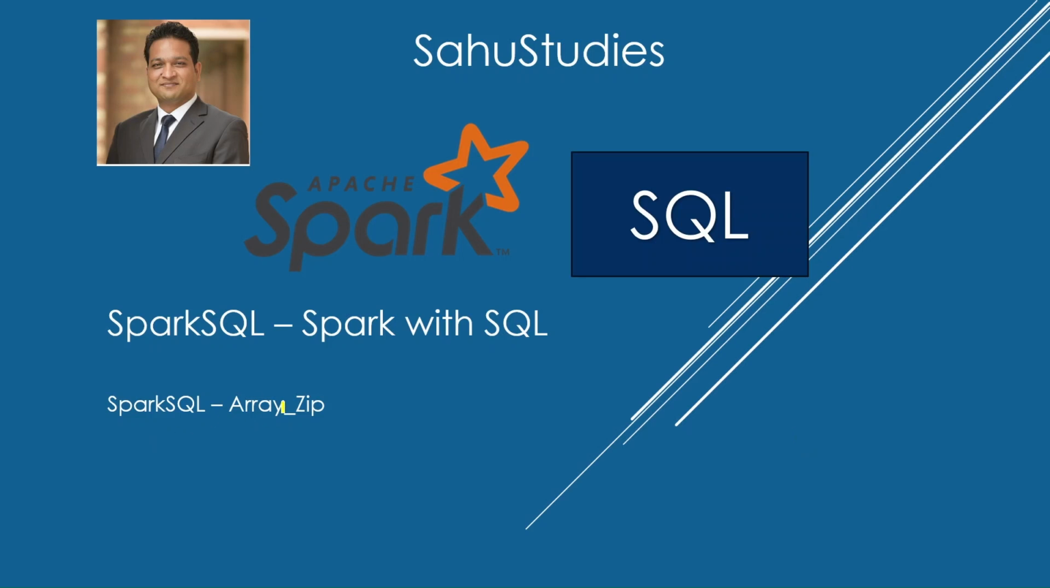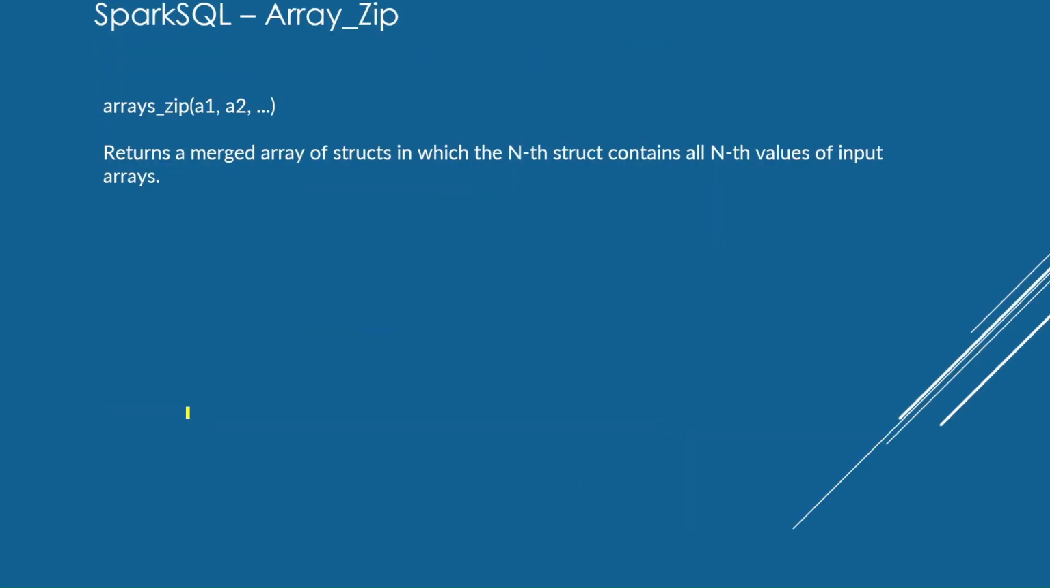In this video, I am going to discuss the array zip function in Spark SQL. So why do we use the array zip function? It returns a merged array of structs in which the nth struct contains all the nth values of the input arrays. So let's discuss this statement.